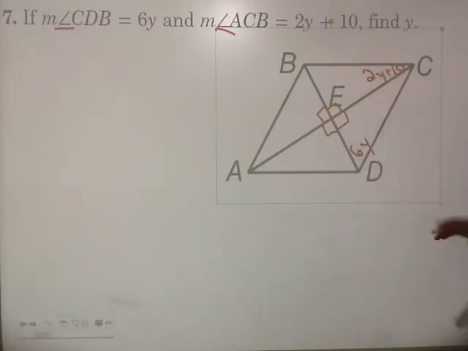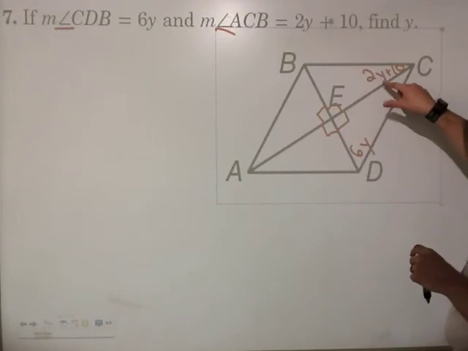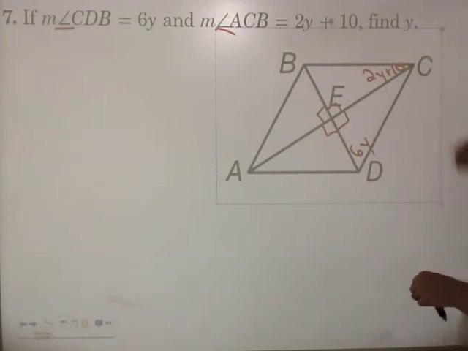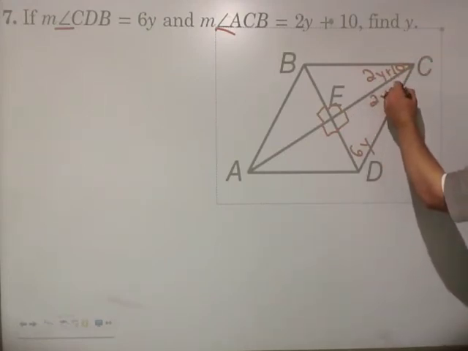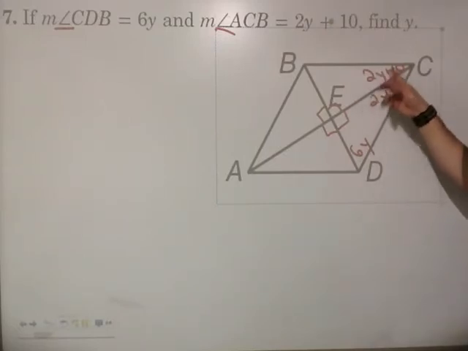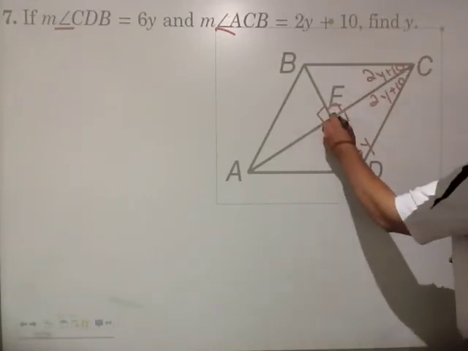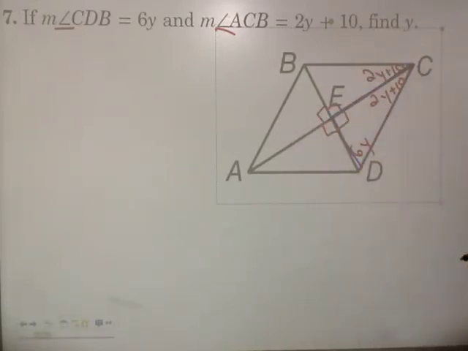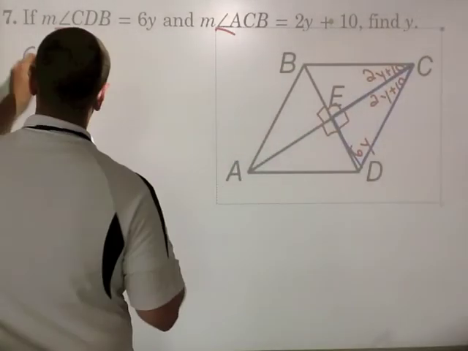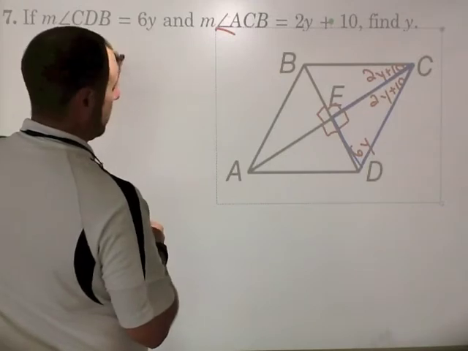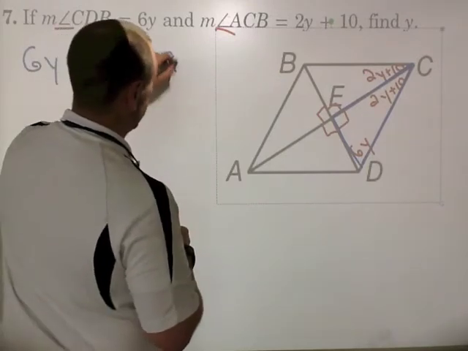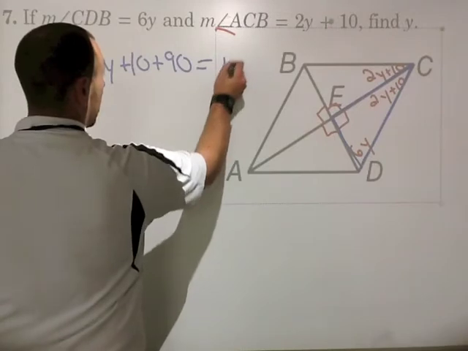What I can do is take these and label their partner, because this is bisected. If that's 2y plus 10, this angle has to be 2y plus 10. Now, I have angles in a triangle, and I know that angles add up to 180 degrees if they're in a triangle. So, 6y plus 2y plus 10 plus that 90 equals 180 degrees.